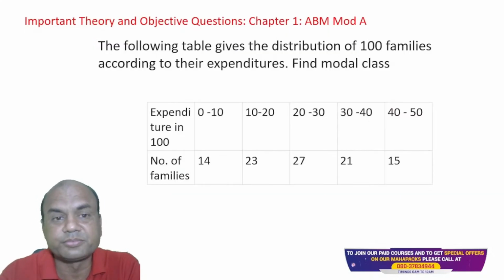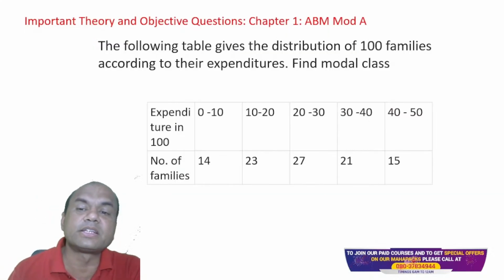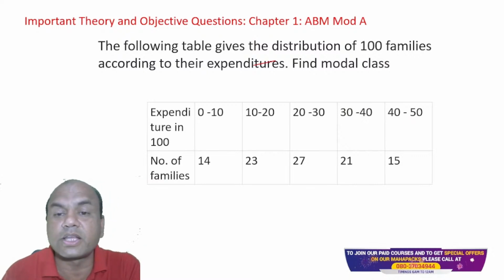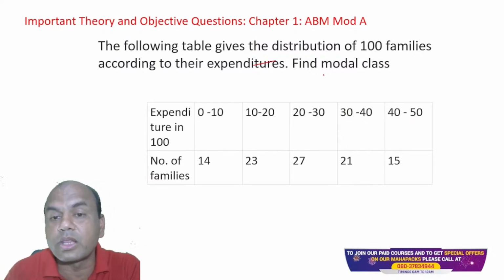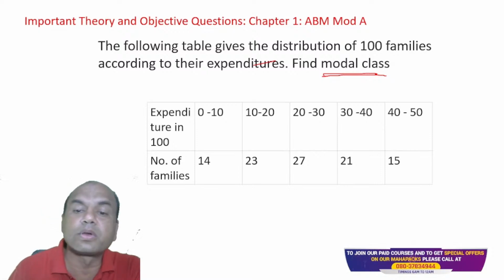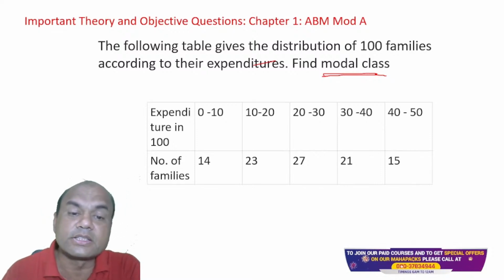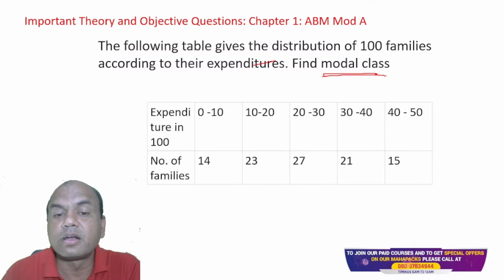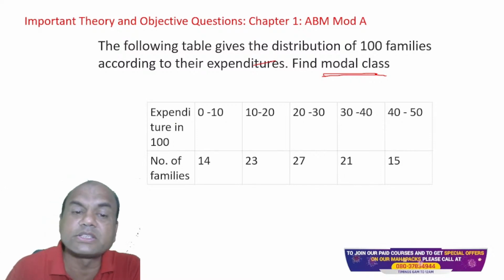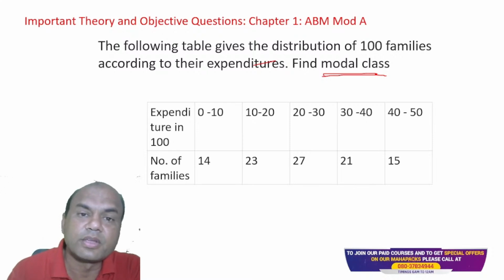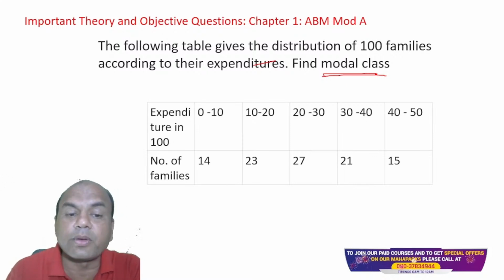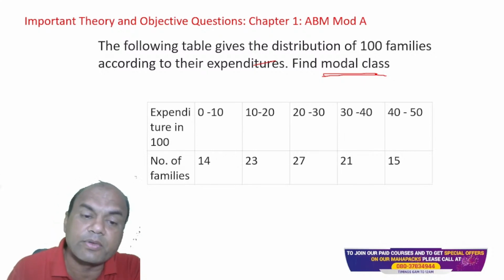The following table gives the distribution of 100 families according to their expenditures. Find the modal class. We want the mode over here. So this is the expenditure: 0 to 10, 10 to 20, 20 to 30, and so on. And this is the number of families. So which is the frequency over here? Tell me. Number of families means how many families have an expenditure between 0 to 10. So this becomes the frequency.